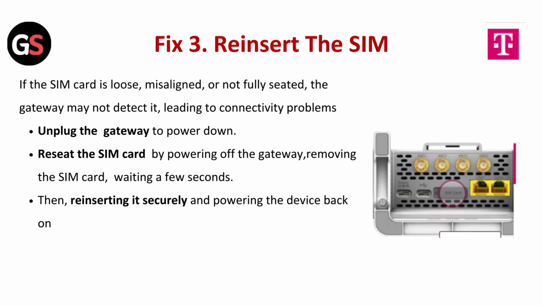Fix 3. Reinsert the SIM. If the SIM card is loose, misaligned or not fully seated, the gateway may not detect it, leading to connectivity problems. Unplug the gateway to power down. Reset the SIM card by powering off the gateway, removing the SIM card, waiting a few seconds, then reinserting it securely and powering the device back on.